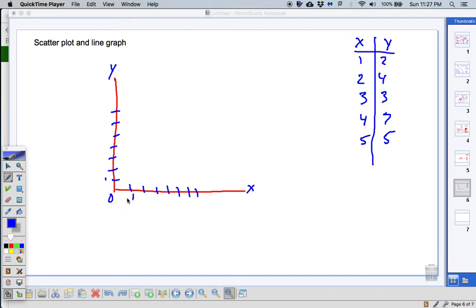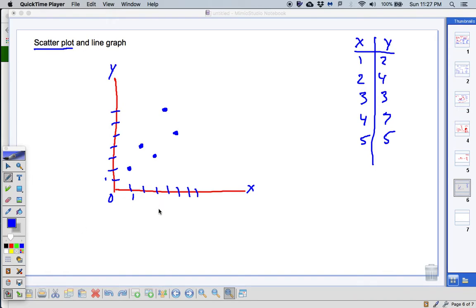Okay, so 1, 2. So I go x is 1 up to 2, and I put a dot. And I do the same thing for the next one. So 2, we go up to 4, and we put a dot. And then at 3, we're at 3, and we put a dot. And at 4, we're way up here at 7. 1, 2, 3, 4, 5, 6, 7. So that's our top point. And then at 5, we're down at 5, which should be about there. Okay, so this is called a scatter plot. And it's called a scatter plot because the dots are just scattered across the coordinate grid.